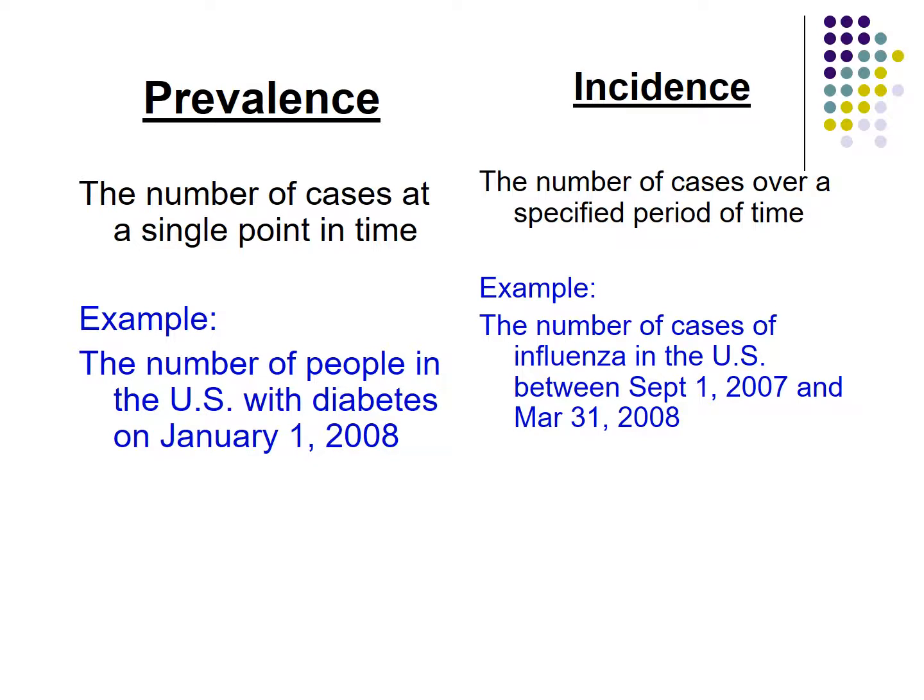Prevalence and incidence. Prevalence is the number of cases at a single point in time. So, for example, the number of people in the U.S. with diabetes on January 1, 2008. That is a prevalence. So it's a number at one time. Incidence is the number of cases over a specified period of time. So, for example, the number of cases of influenza in the U.S. between September 1st, 2007 and March 31st, 2008. So it's a number of cases per unit time. It's a rate. When you speak of a rate, strictly speaking, it would need to be incidence. If you talk about a prevalence rate, it's not really a rate. A rate is a number of things that happen over a certain amount of time.